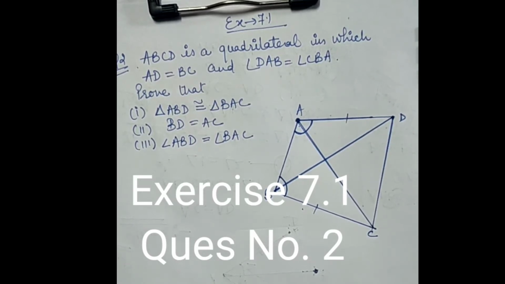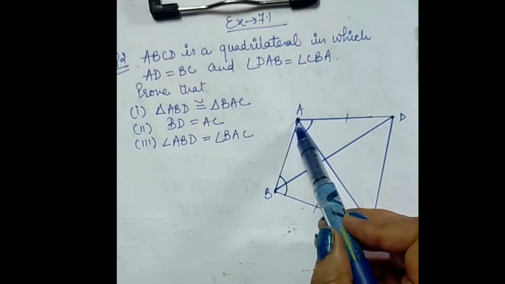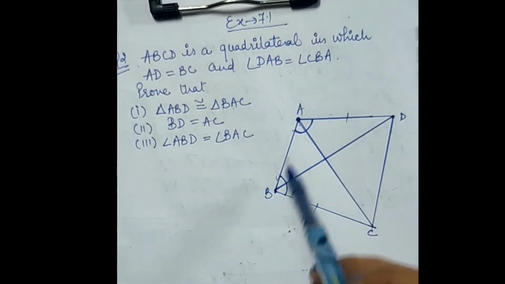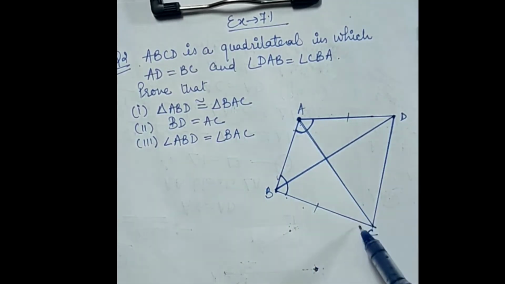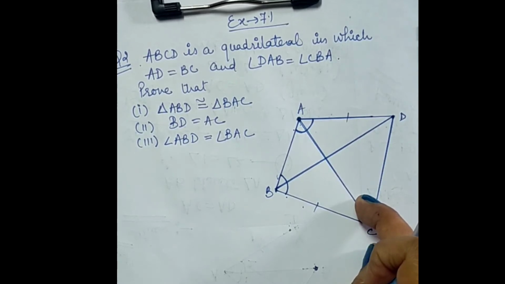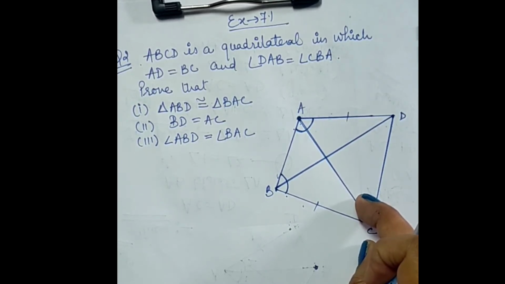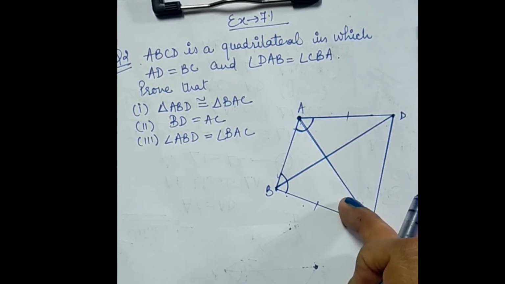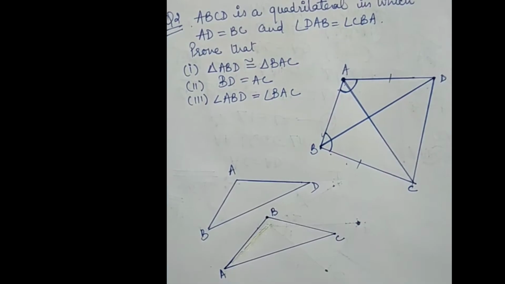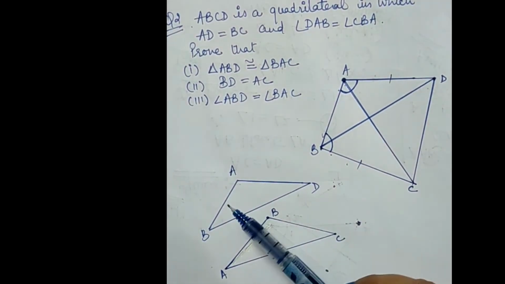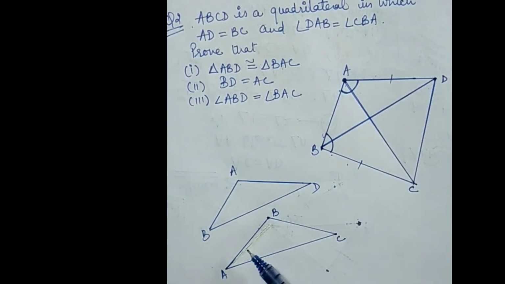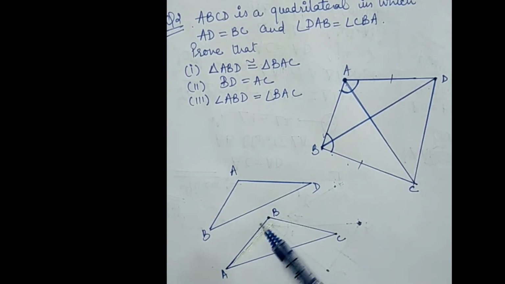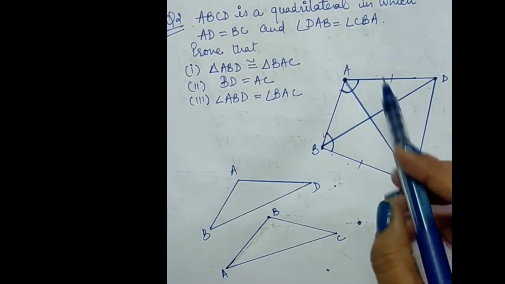Now this is question number 2, exercise 7.1. ABCD is a quadrilateral in which AD is equal to BC and angle DAB is equal to angle CBA. Prove that triangle ABD is congruent to triangle BAC. If I do this within this figure only, there will be lots of confusion, and it will not be easier to teach like that. So I am going to segregate the figures. Now you can see I have segregated the two figures which I am going to prove congruent. After segregation it becomes very clear which line is equal to which, otherwise from this figure it becomes difficult.